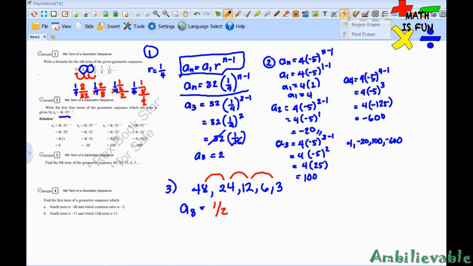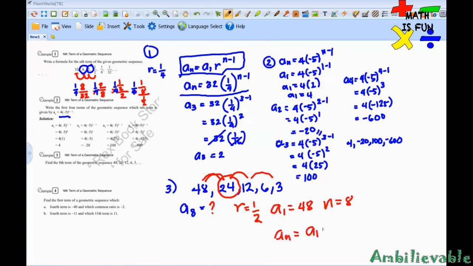So the a sub 8 is unknown. So r is half. We get the common ratio by dividing the second number by the first, the third number by the second. And our a sub 1 is 48, and n is 8. So let's try. a sub n is equal to a sub 1 times r to the n minus 1.